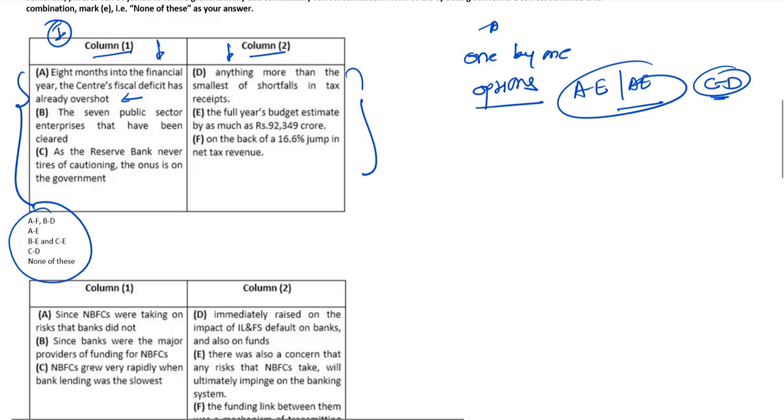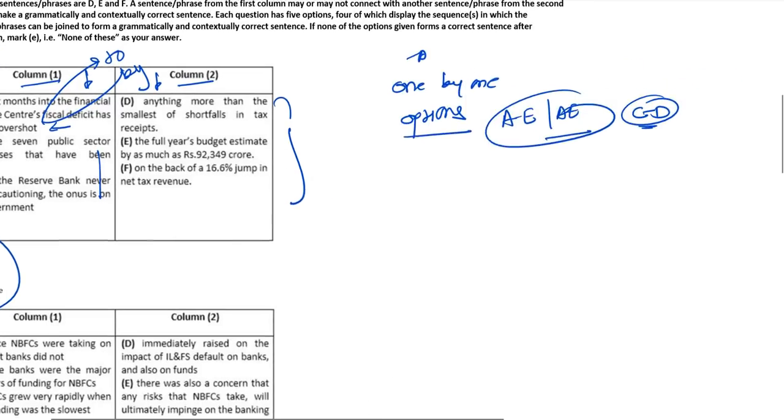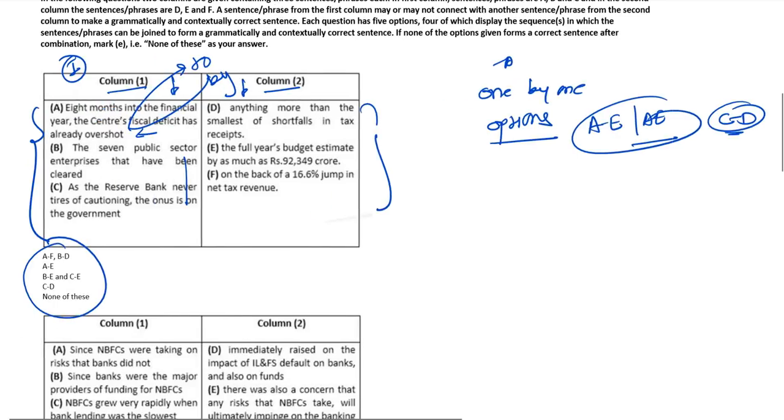So if you look at "8 months into the financial year, the center's fiscal deficit has already overshot." When you read this, do not try to read these two things or anything else. Overshot, right? So when we talk about overshot, what will come next? Overshot to or overshot by can come. Something from these two can come. So this is where you now need to hunt, because it is overshot to or by. Then you can scroll through and check through.